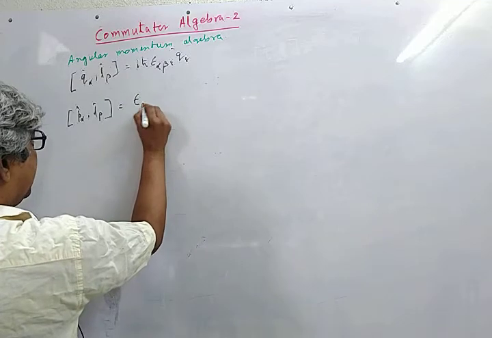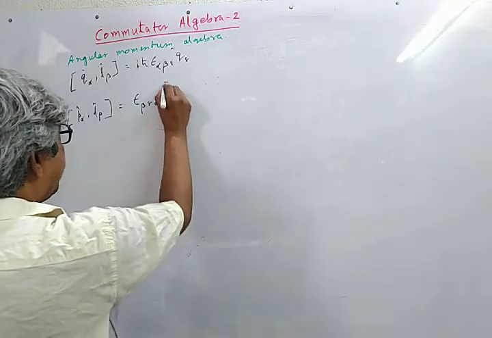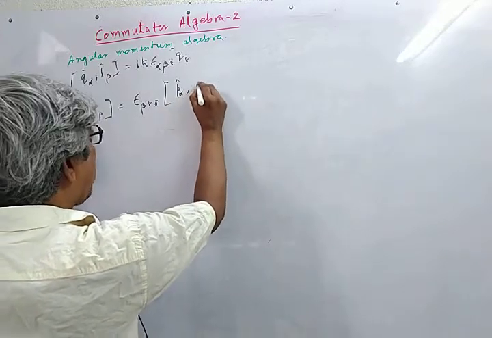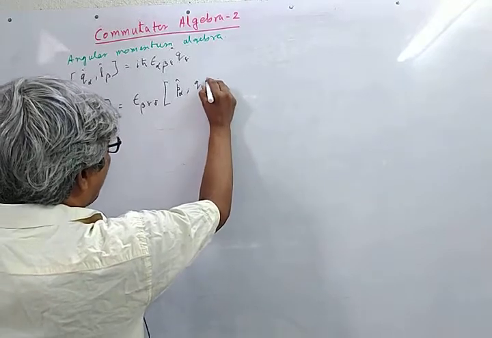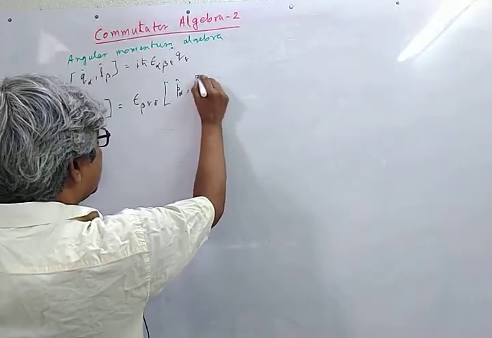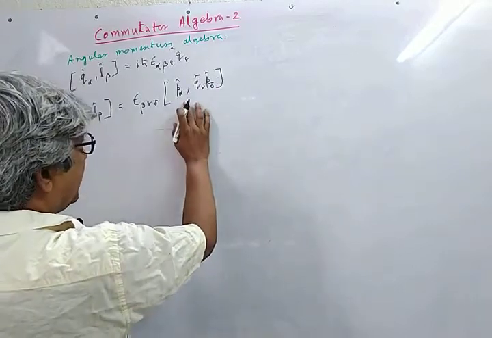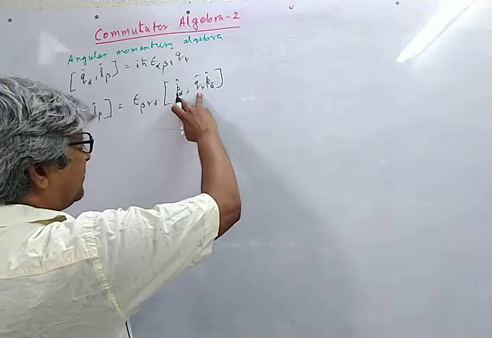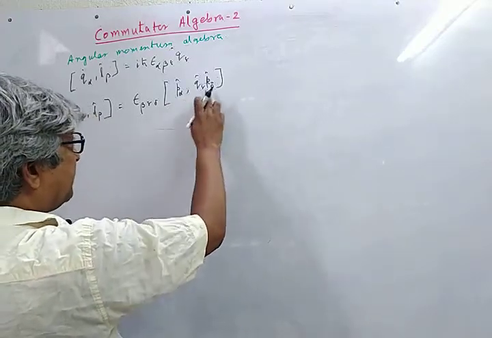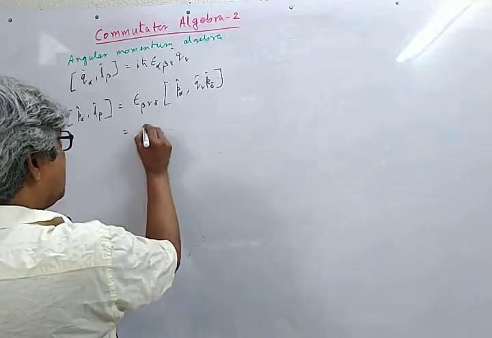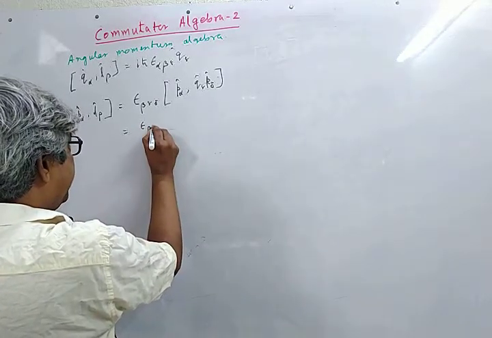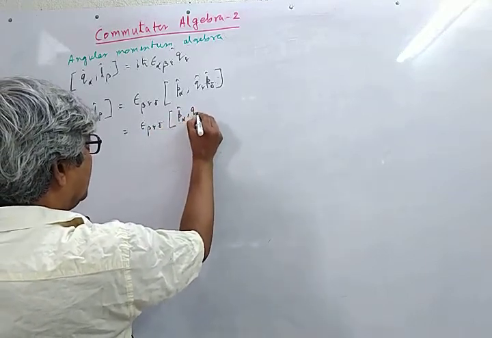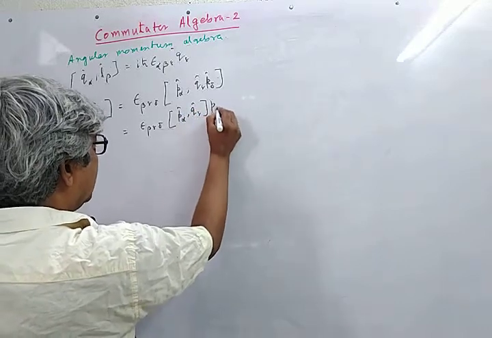This is epsilon beta gamma delta. I'm skipping steps. P alpha, Q gamma, P delta. Here we will have two commutators, one with P alpha with Q, which is non-zero, and P alpha P delta is 0. So we write epsilon beta gamma delta P alpha Q gamma P delta.